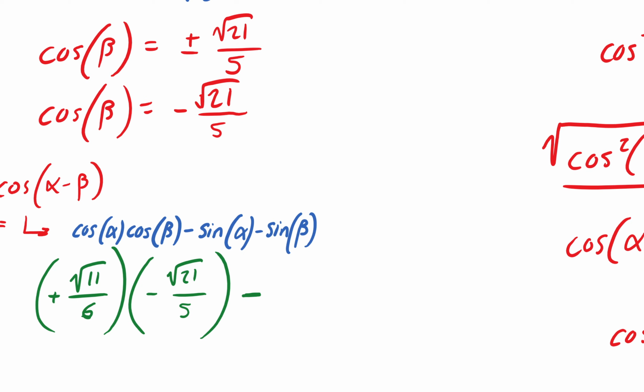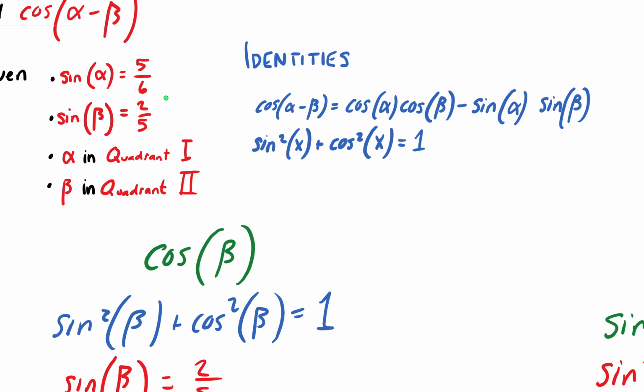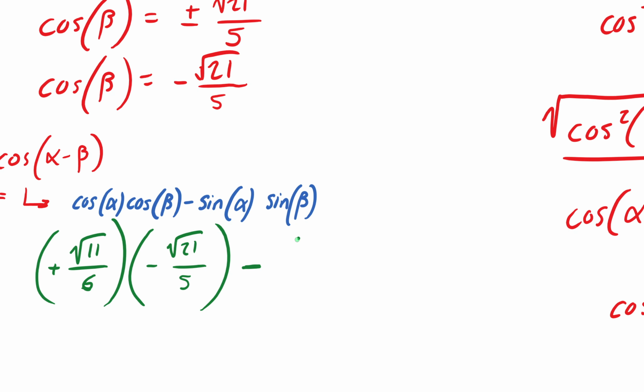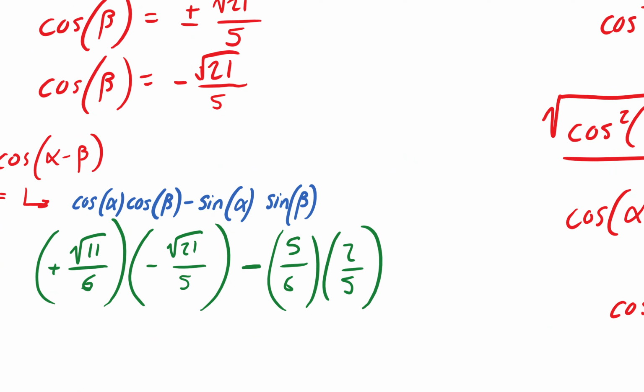Whoops. This is not supposed to be there. That's a multiplication thing. Whoops. Sine of alpha times sine of beta. And so sine of alpha is 5 over 6 and sine of beta is 2 over 5, respectively. So we're going to be using PEMDAS, obviously. We're going to do these multiplication things first.